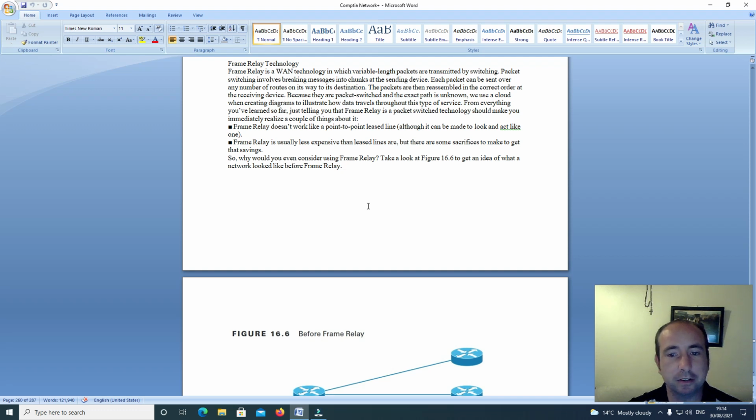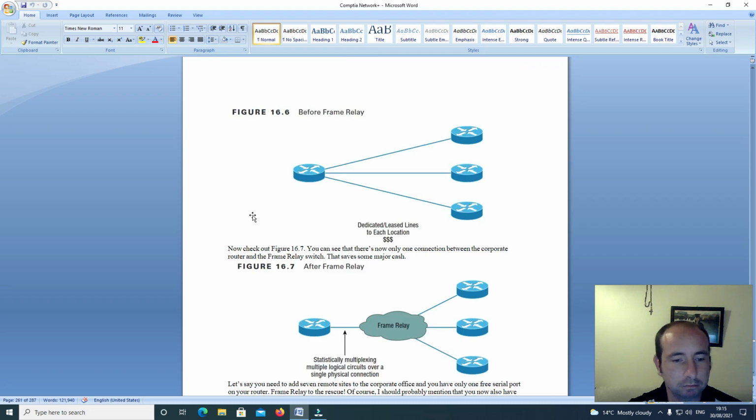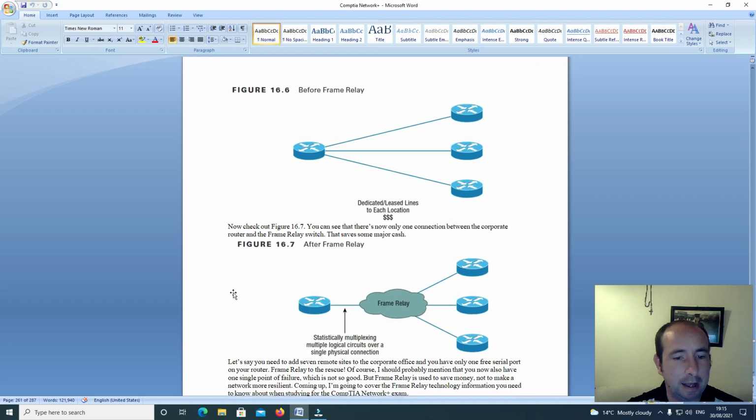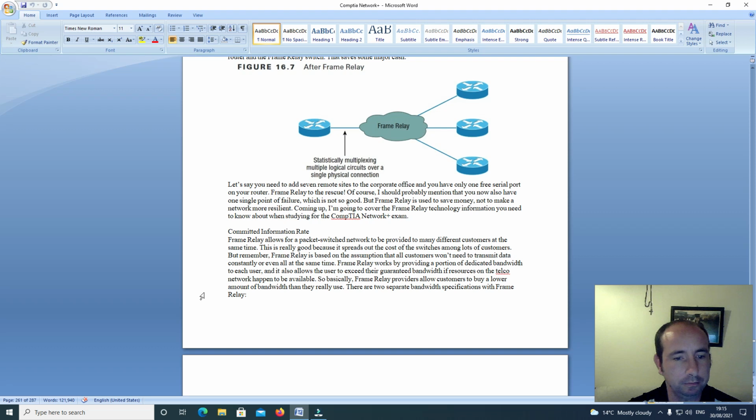Take a look at figure 16.6 to get an idea of what a network looked like before frame relay. Now check figure 16.7. You can see that there is now only one connection between the corporate router and the frame relay switch. That saves some major cash. Let's say you need to add 7 remote sites to the corporate office site and you have only one free serial port on your router. Frame relay to the rescue.